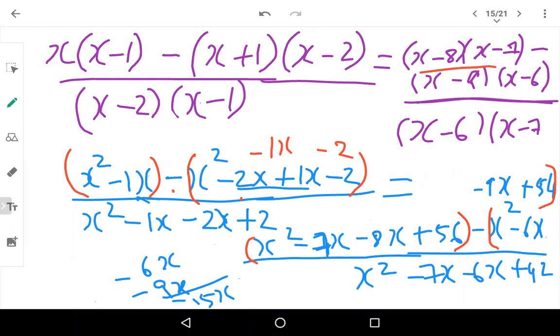Now on to the other side, when we multiplied x minus 8, x minus 7, we got this full expression where minus 7x and minus 8x will give us minus 15x. Then again, x square minus 6x minus 9x will give us minus 15x. Again, we have minus outside. So much everybody understood?